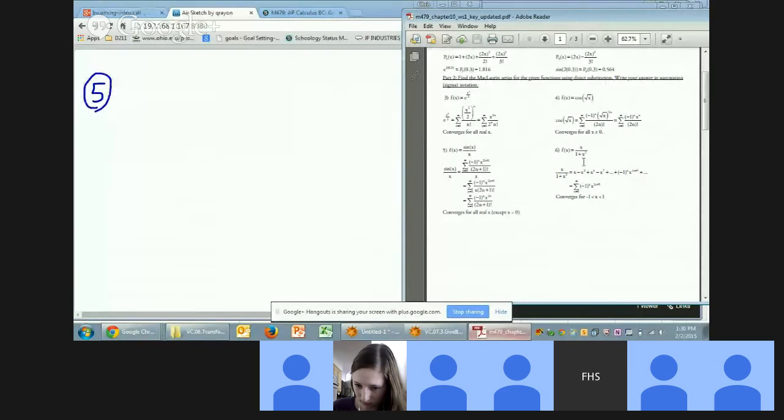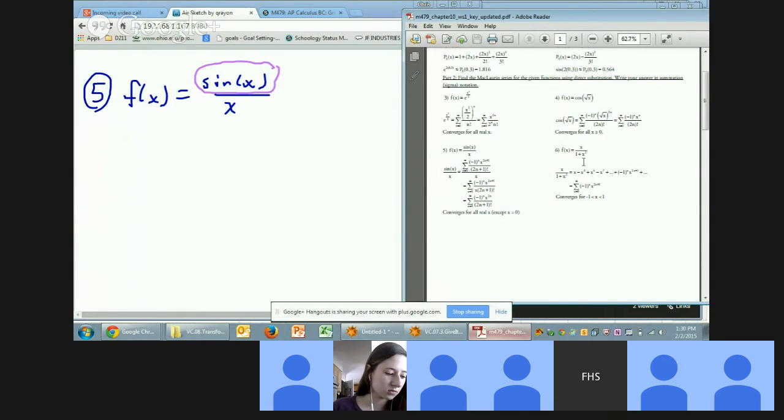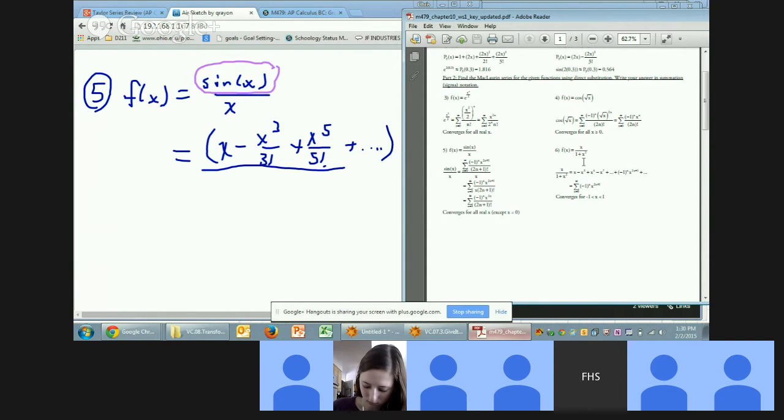So 5, they want you to come up with a Maclaurin series expansion for f of x equals sine of x over x. And what you know is that sine of x has a nice little series that you've already memorized, right? So sine of x could be rewritten as its series expansion, x minus x cubed over 3 factorial plus x to the 5th over 5 factorial, and, you know, plus dot, dot, dot, just keeps on going forever. And then that entire infinite series is being divided by x.